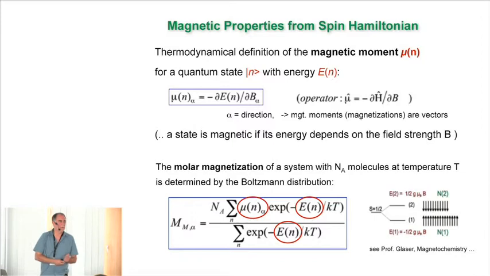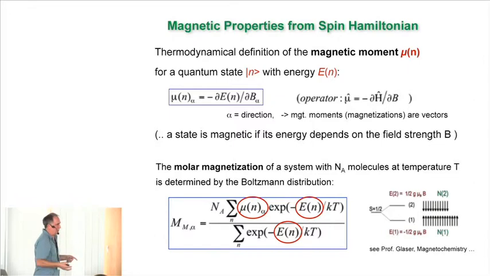So now we come to the expectation values, the properties that we can calculate from this spin Hamiltonian. We have diagonalized it, we have the energies and the eigenfunctions, and now we can calculate magnetic moments. A microscopic magnetic moment of a state is defined as the derivative of the energy of the state with respect to the applied field. So that would be the operator in this case. That means the state is only magnetic when its energy depends on the field. And in detail you will hear that in the next lecture by Professor Glaser.